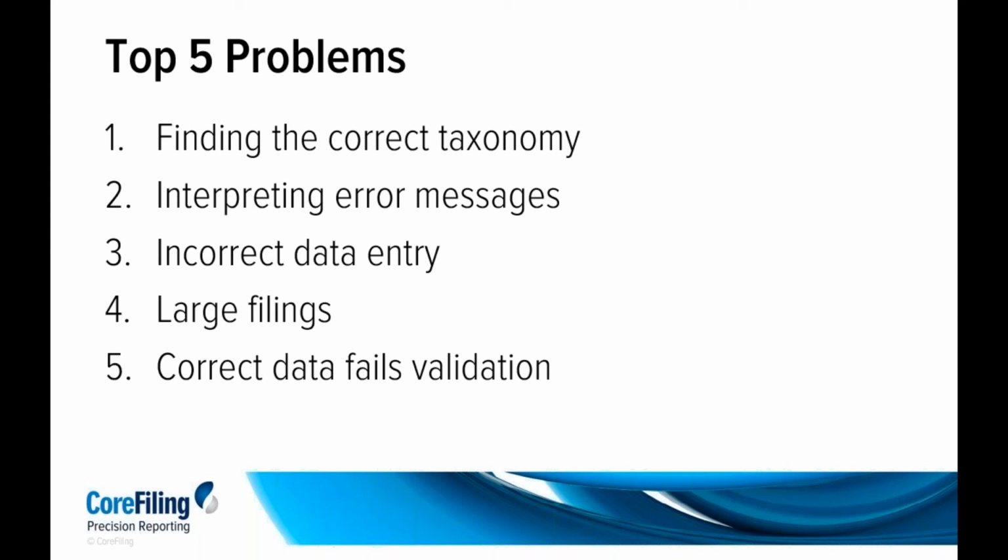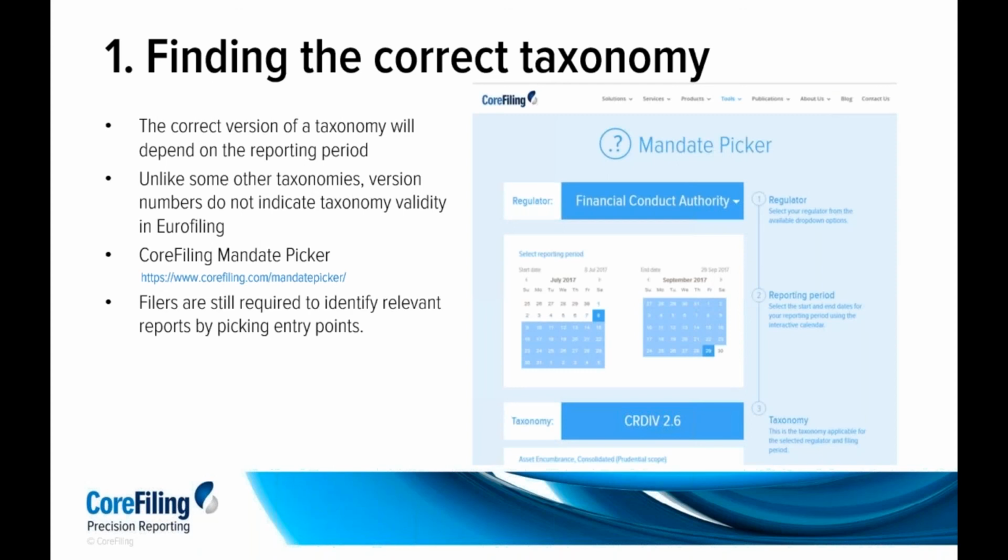So the top 5 problems that people have with this sort of submission is firstly finding the correct taxonomy, secondly interpreting the error messages that come back from the portal, and then leading on from that, incorrect data entry is a problem people have, excessively large filings, especially with these two mandates, and then a more niche problem is people having correct data that fails validation, and we'll discuss each of these with an example.